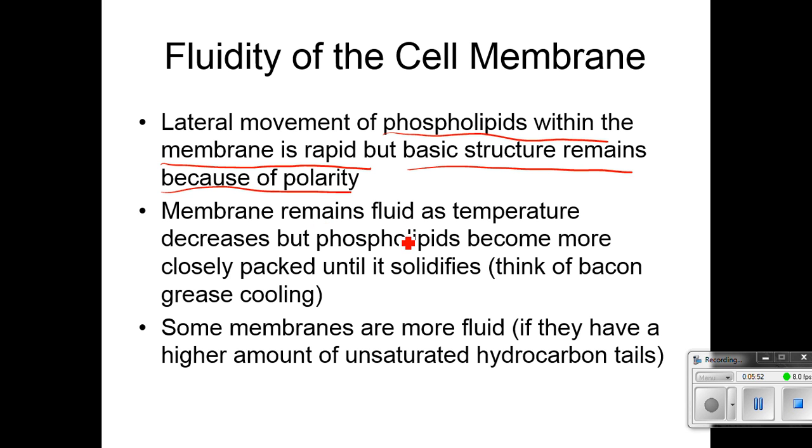The membrane remains fluid as temperature decreases, but the phospholipids become more closely packed until it solidifies. Think of baking grease cooling. Some membranes are more fluid than others, and that just depends on species to species.